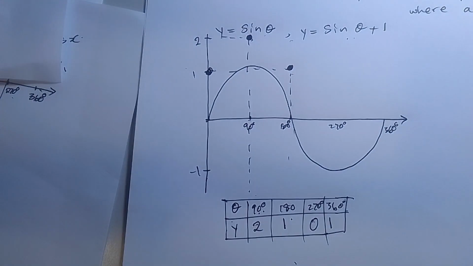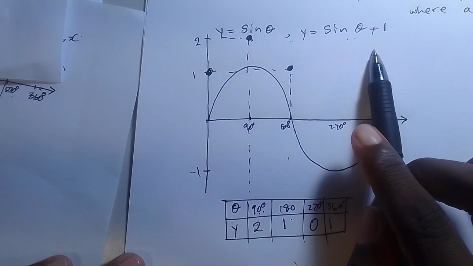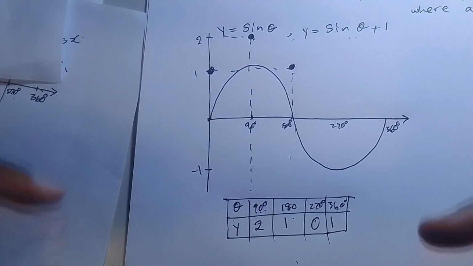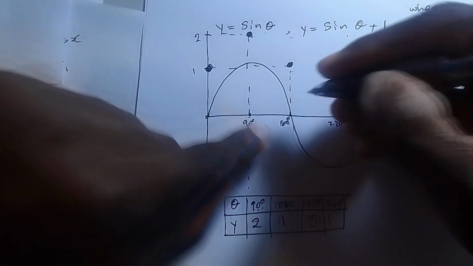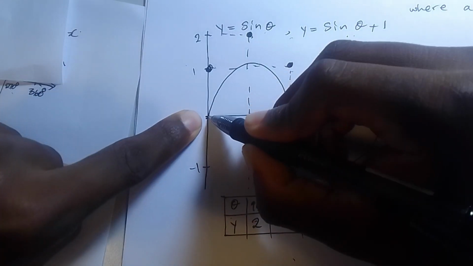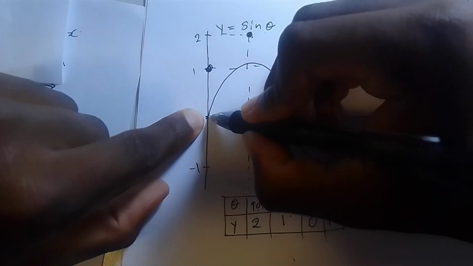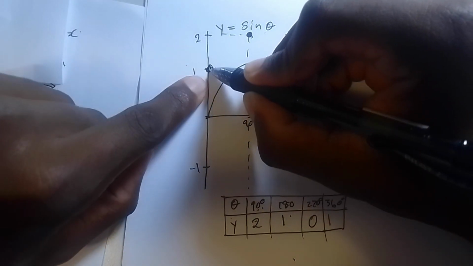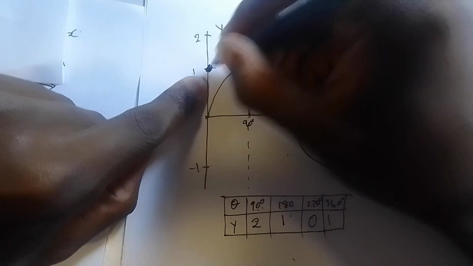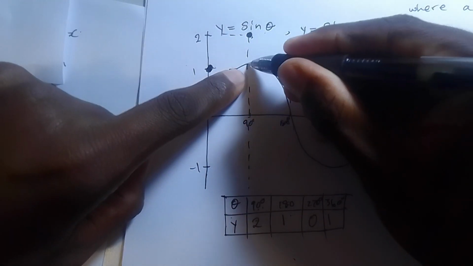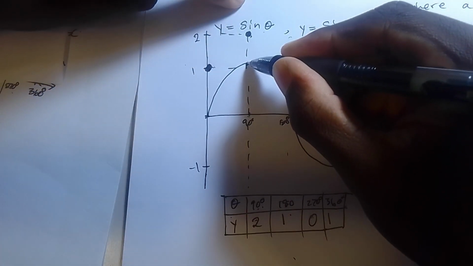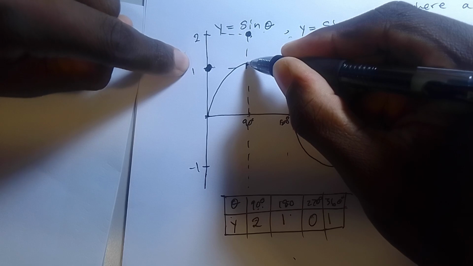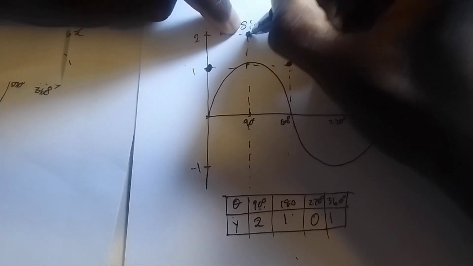That's the first way. The second way is to understand the concept, understand what happens when you add 1. As I said, when you add 1, you're shifting it up, but you're shifting it up 1 unit. What does that mean? It means the coordinate here, which was 0 and 0, is going to shift 1 unit upwards, and it's going to be here at 1. And the coordinate here, which was at 90 and 1, is going to shift up 1 unit. If you add 1 to 1, you're going to get 2. So it's going to be here.